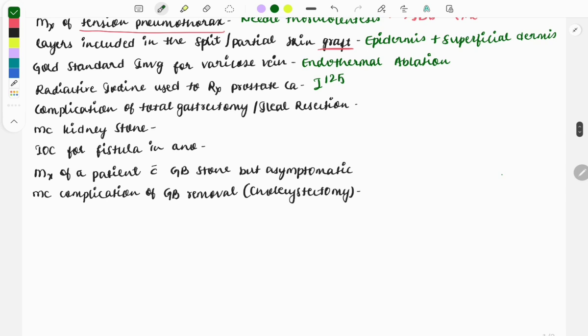Then the next question, complication of total gastrectomy or the ileal resection. So this question can be asked as a one-liner, and if they give a one-liner, then it will be very easy to find out. But if given as a clinical case, describing the things in the question, like a female because of cancer she had to undergo total gastrectomy, or she had to undergo ileal resection because of a tumor. Now she presents to the OPD with complaints of anemia. So what might be the complication, or what might be the cause for the development of the anemia?